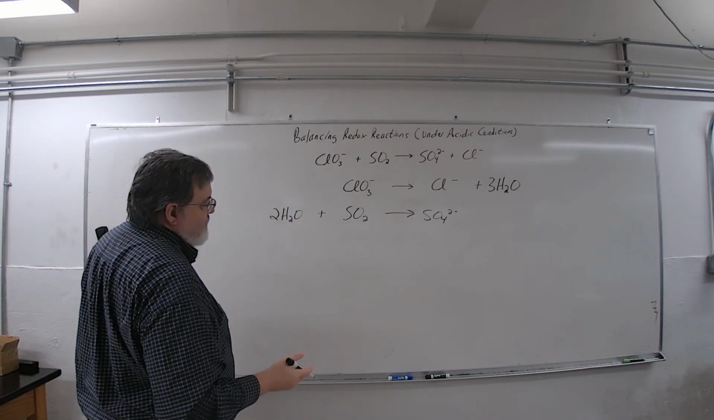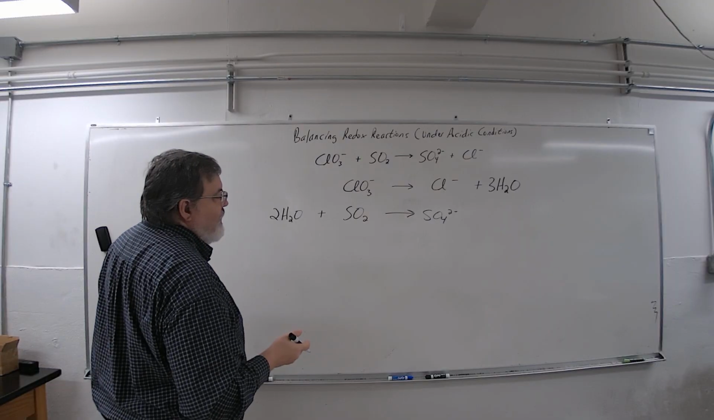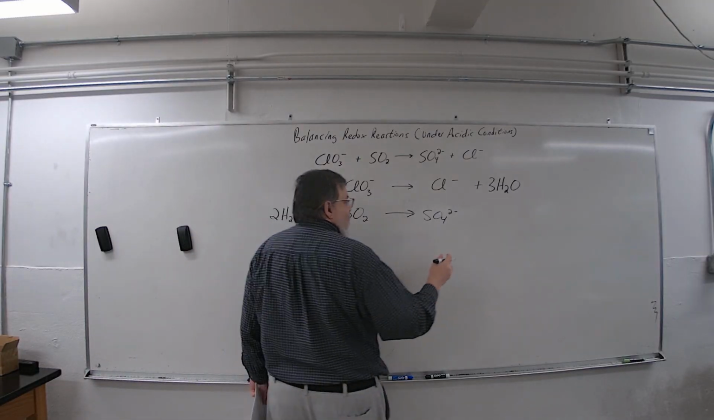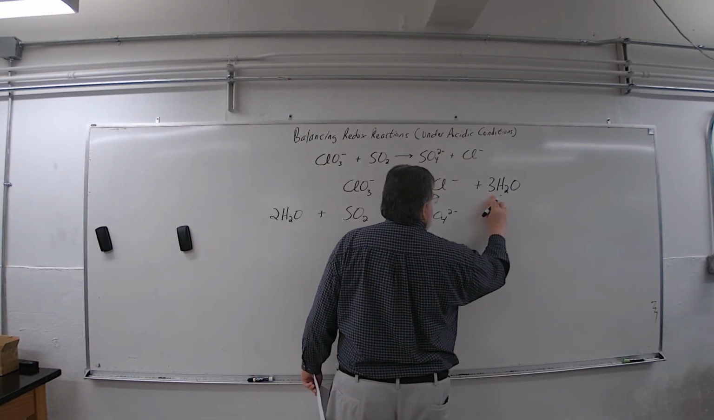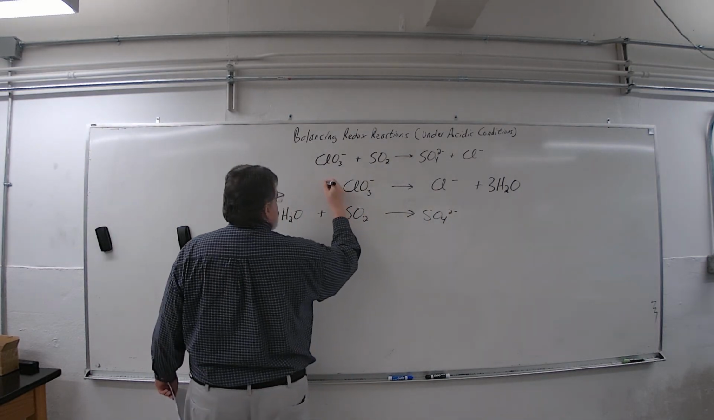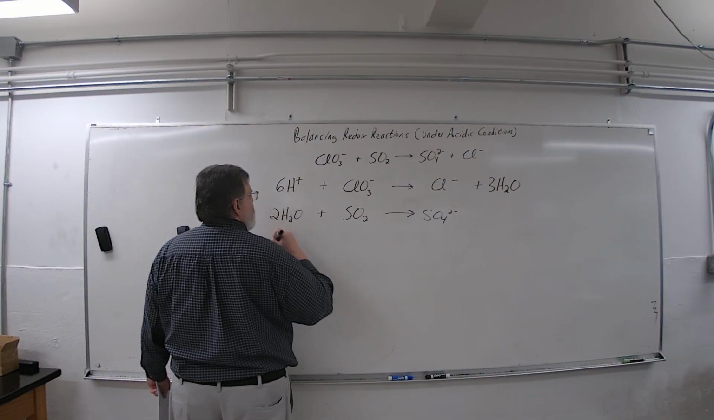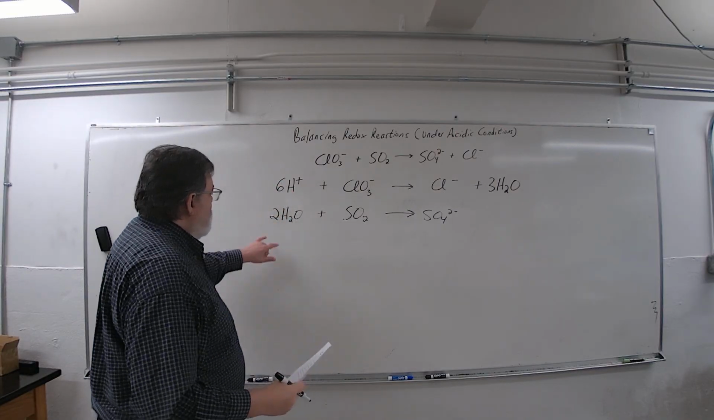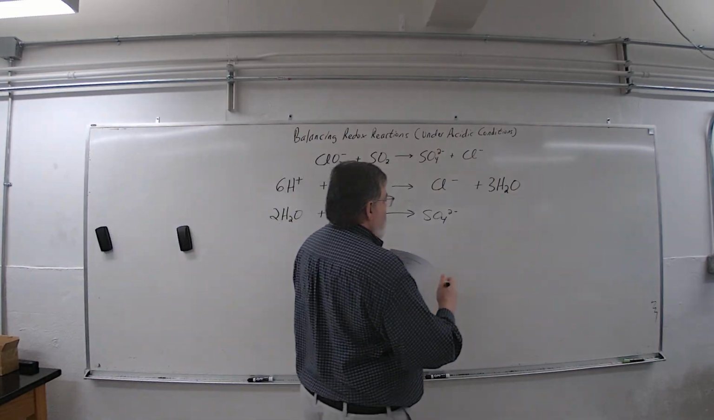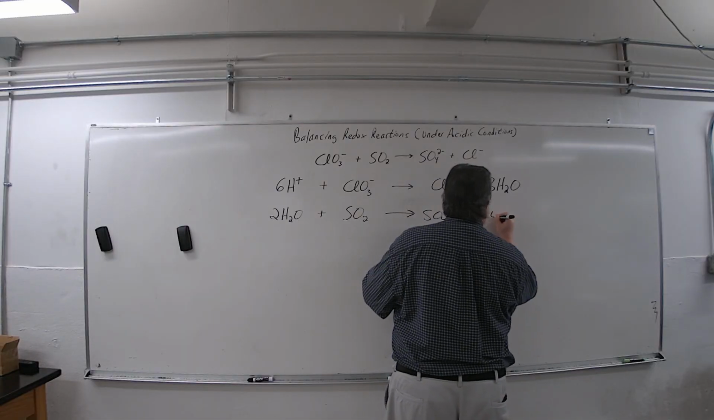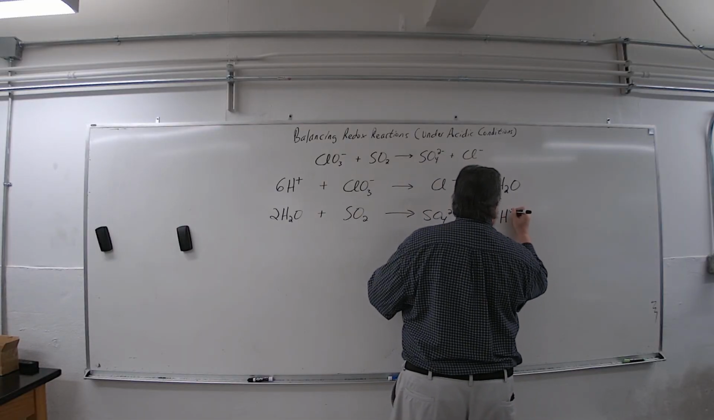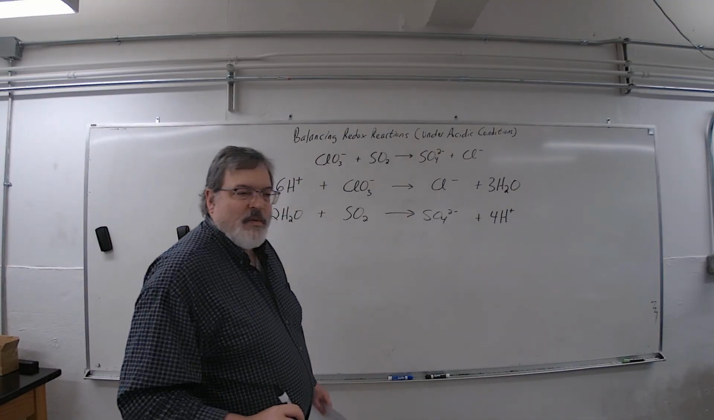So now the oxygens are balanced, top and bottom. Now I've got to balance the H+, or the hydrogens. I've got 6 hydrogens here, so I've got to put 6 there. This one, I've got 4 hydrogens here, so I've got to put 4 over here. Okay, are you with me so far?